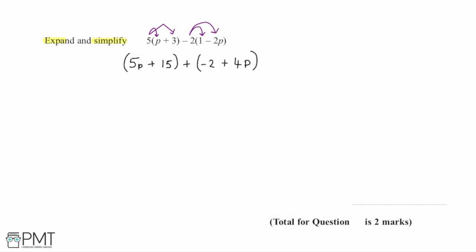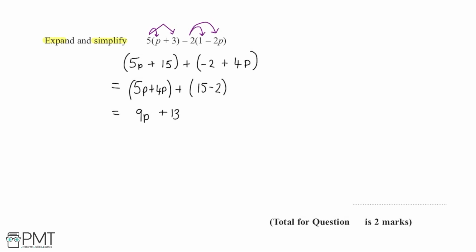So then I can add these two brackets together, collect the p's together, and collect the numerical values together. So for the p's, we have 5p plus 4p. And to that we need to add on 15 minus 2. So it leaves us with 9p plus 13.